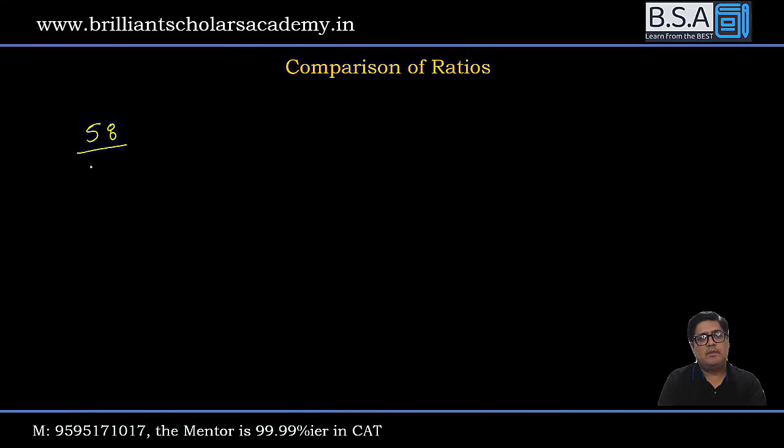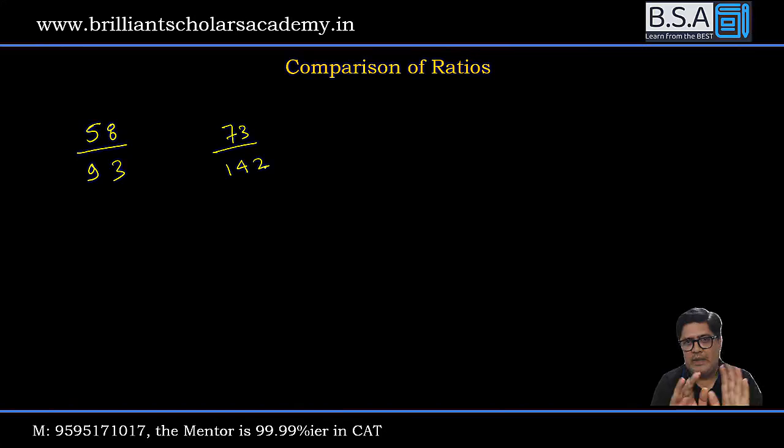Let us say I've got 58 upon 93, and I have got for you 73 upon 142. Something like this I have got. So bring out your calculators. What I want from you is, look at these as separate numbers. Look at the numerators separate. Look at the denominators separate.